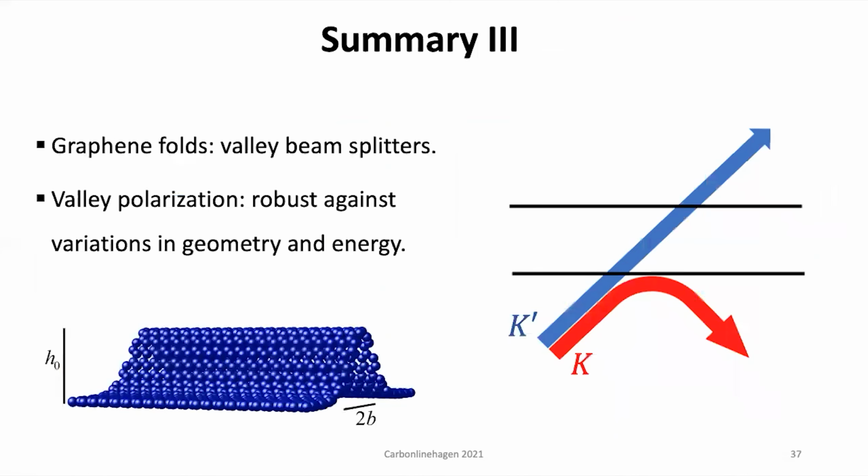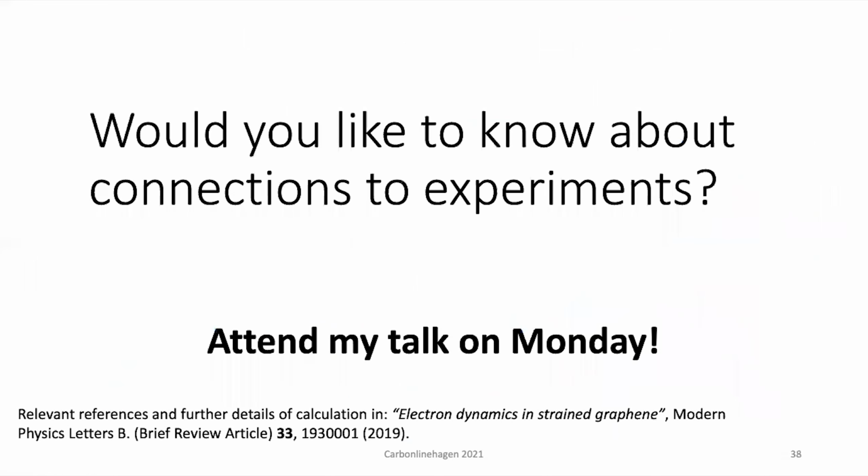So the summary of this last part, the thing that you are strongly encouraged to remember, is that graphene folds are very good valley beam splitters, and that the valley polarization that they produce is quite robust against variations in the geometry and the energy. And with this, I finalize the tutorial.